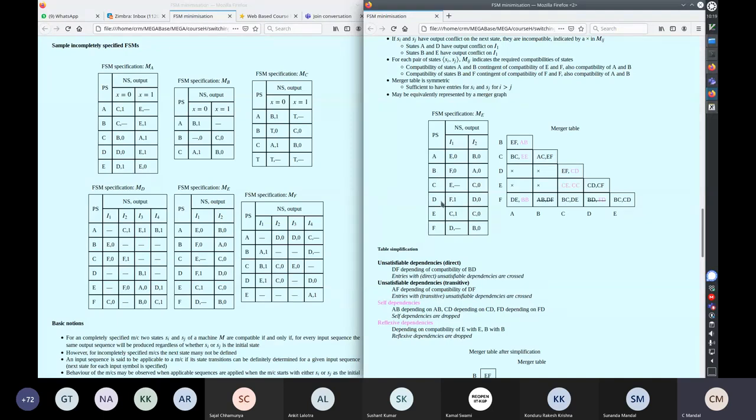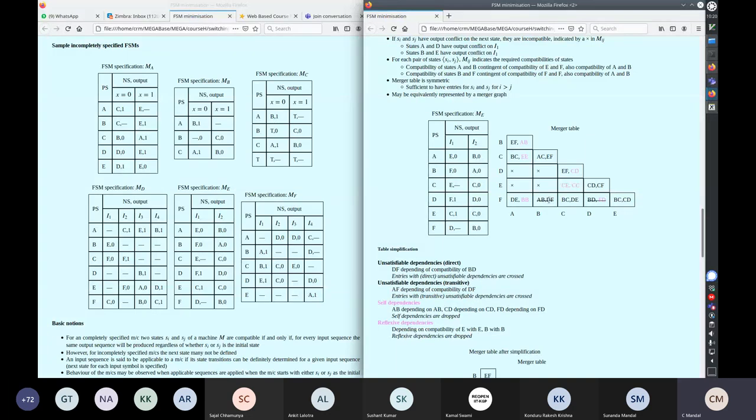For B and F, as you can see, you need F and D to be compatible and A and B also to be compatible. So D and F and A and B must be compatible.